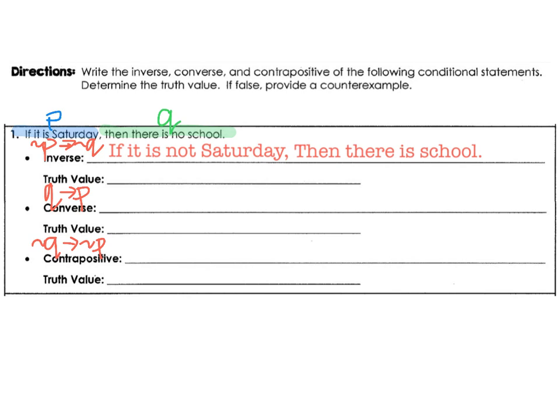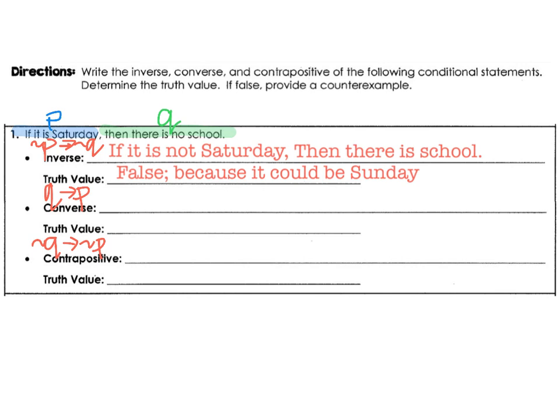Now, what is the truth value of this? Is this a false statement or a true statement? If it is not Saturday, then there is school. What about Sunday? It could be Sunday. If it's Sunday, it's not Saturday, and there's no school. So therefore, the truth value of this statement is false, because we want to provide a counterexample. So our counterexample is that it could be Sunday.